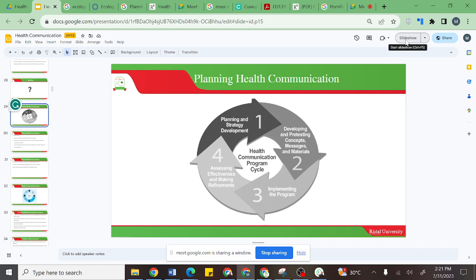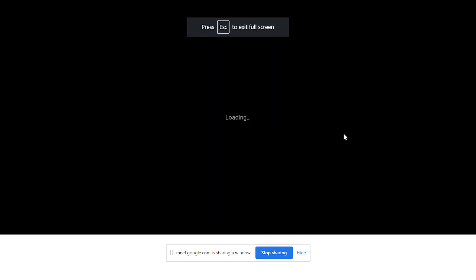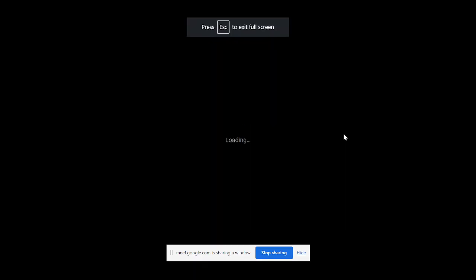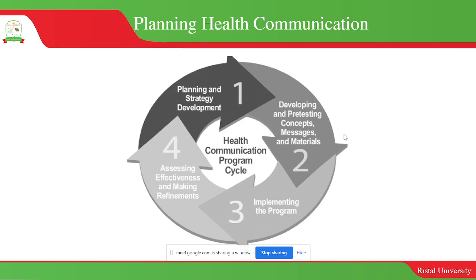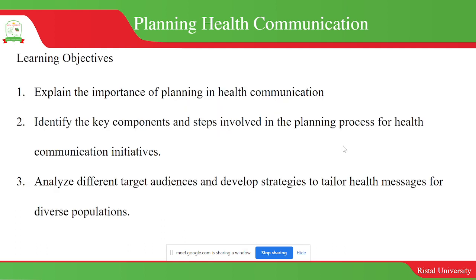So in this session, we're going to look at planning a health communication campaign. What do you really need to have in order for you to start a health communication campaign? That's what we are going to look at.